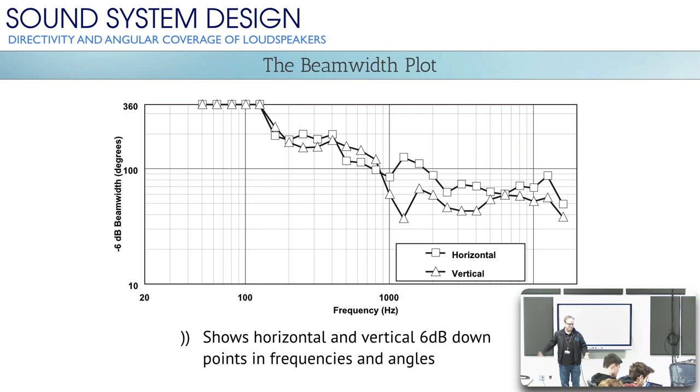Okay, same frequency, 1 kHz. The square looks like it's hovering around 85 degrees. So this is probably an 85 to 90 degree horizontal coverage and a 60 degree vertical coverage at 1 kHz. Okay? That's a good shape. That's pretty good. Yeah, it's pretty typical. But that's only at 1 kHz. Let's look over here at, what's this frequency?